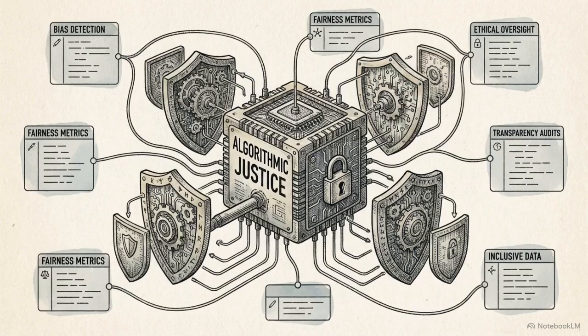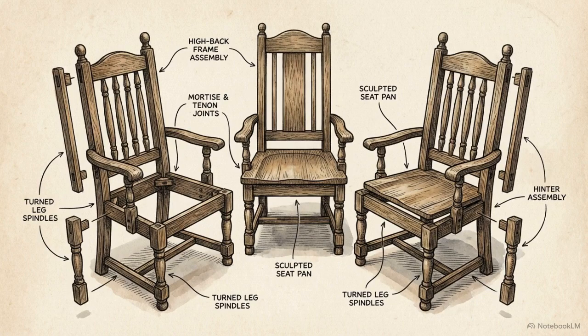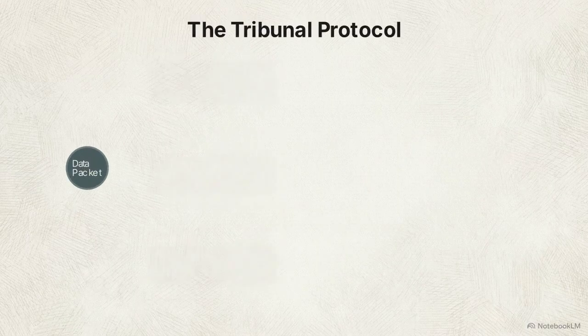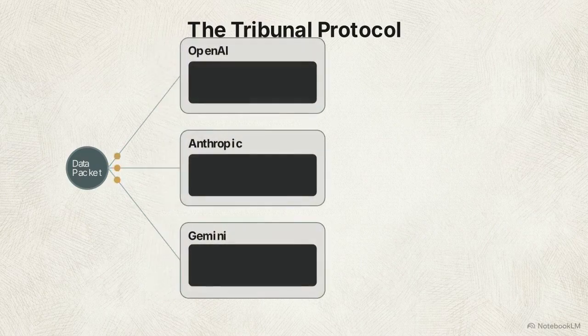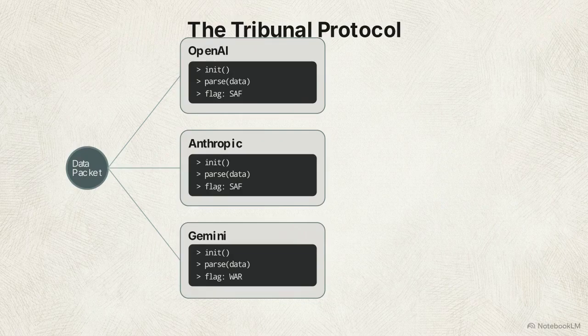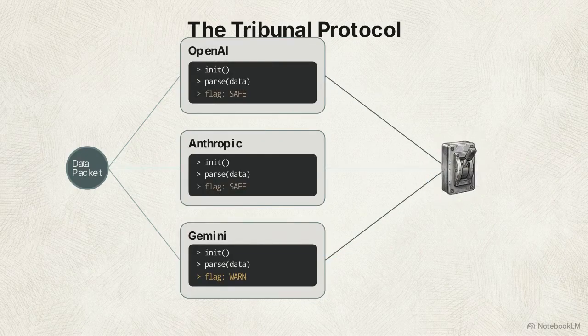At the intersection of AI safety and algorithmic justice, GestaltView enforces a protocol for epistemic humility. This is operationalized through the Tribunal protocol. The Tribunal is a multi-agent consensus network. Identical data packets are fed simultaneously to OpenAI, Anthropic, and Gemini models to produce comparative logic. No single AI is authoritative.